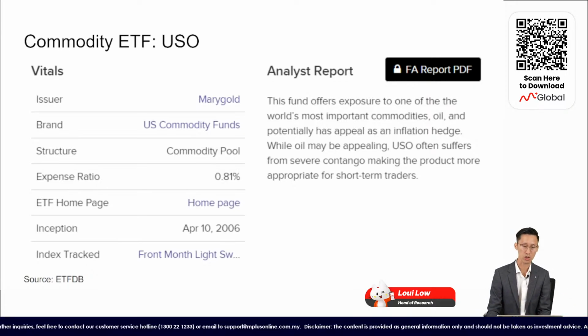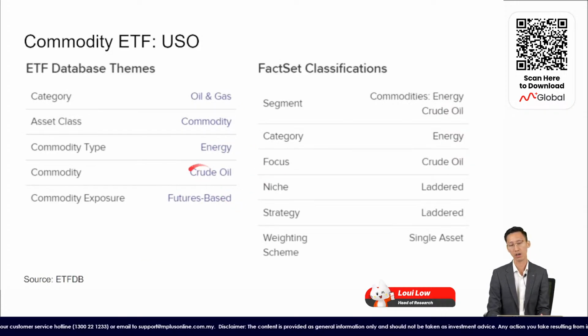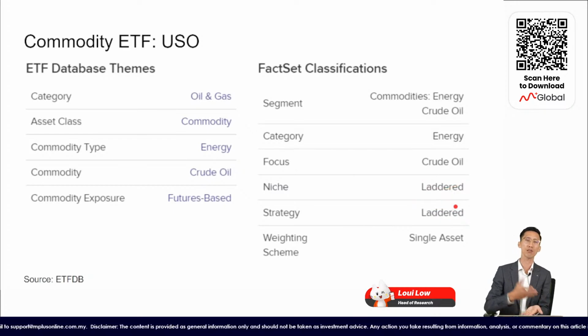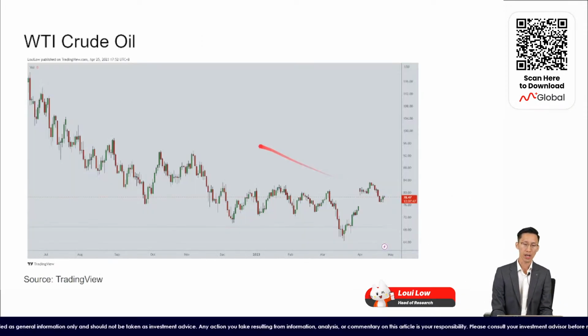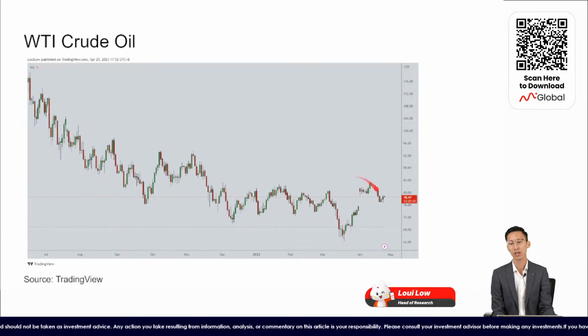So USO is actually tracking the front month light sweet crude oil, and it is the crude oil related ETF, and this is based on futures. And right now here, it is laddered, which means that they cover a lot of futures contracts. So they are not only covering maybe 3 months, 6 months, they cover everything. So it means laddered, okay? And if you think that WTI crude oil can go higher, then perhaps you can use this ETF to expose yourself to crude oil related exposure.